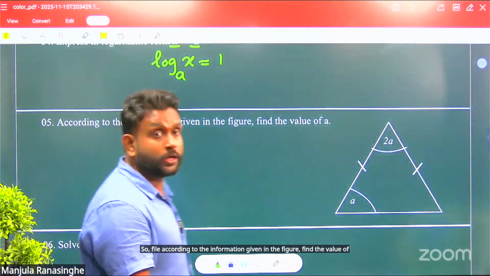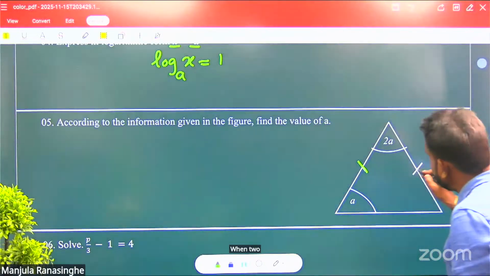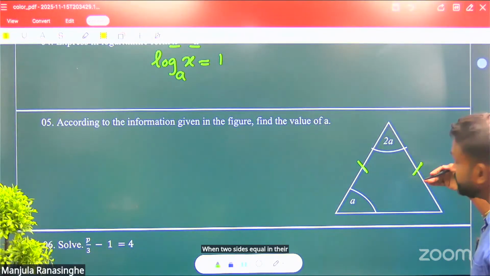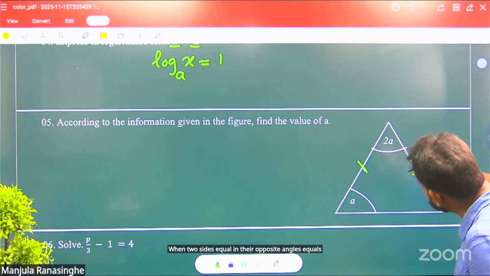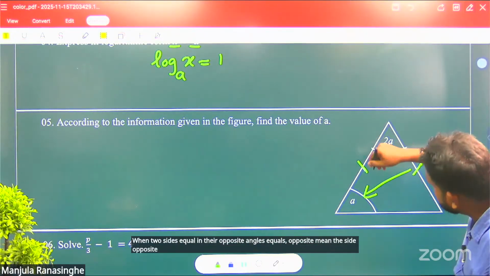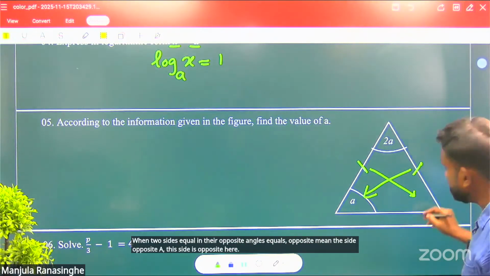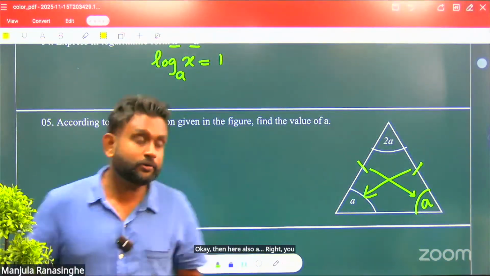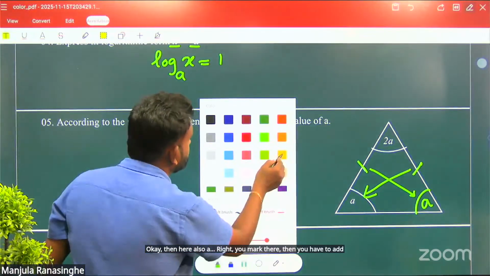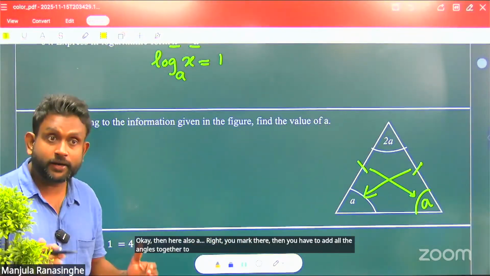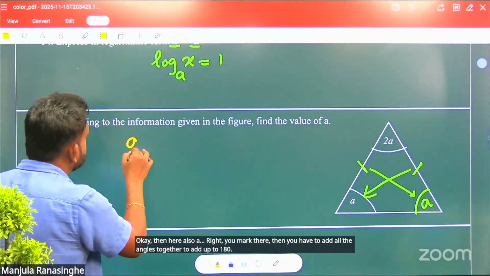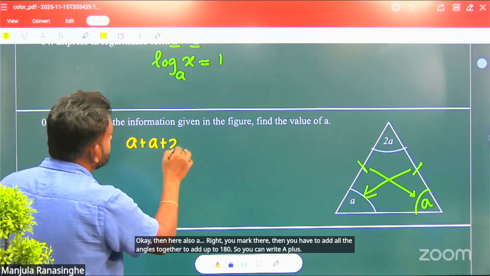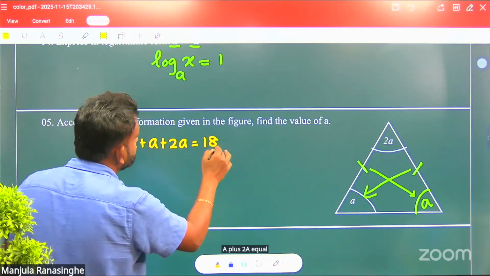Right. Now, when two sides are equal, their opposite angles are equal. Opposite means this side is opposite a, and this side is opposite here. Then here also a. You mark that, then you have to add all the angles together to add up to 180. So you can write a plus 2a equals 180 degrees.